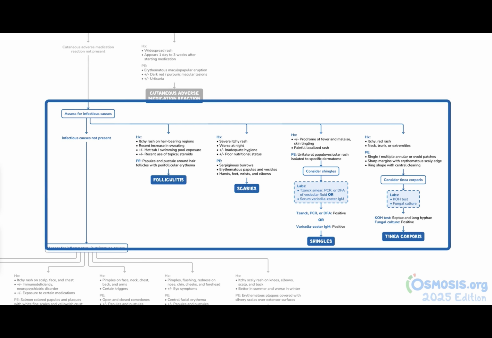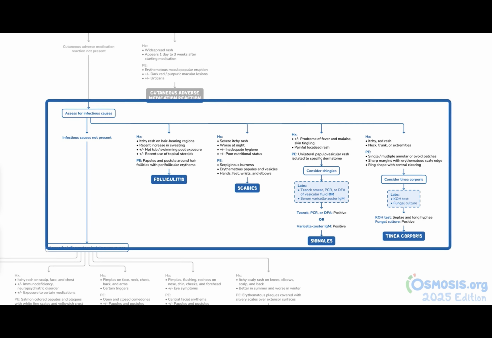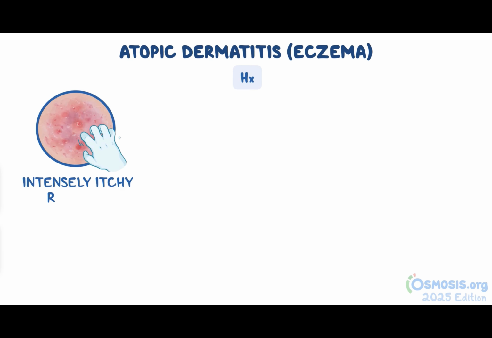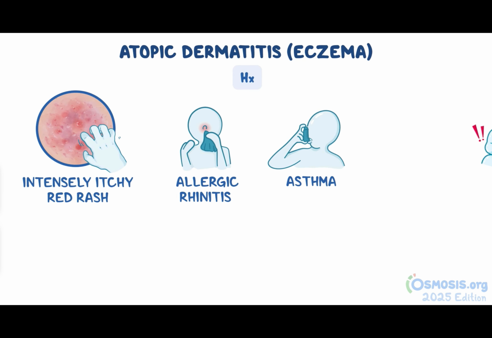Okay, now if infectious causes of a skin rash are not present, assess for inflammatory or autoimmune causes. First up is atopic dermatitis, better known as eczema. Your patient will report an intensely itchy red rash and may have allergic rhinitis, asthma, or food allergies.